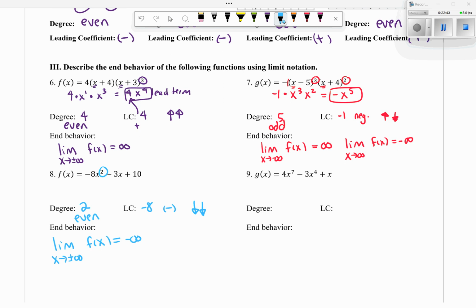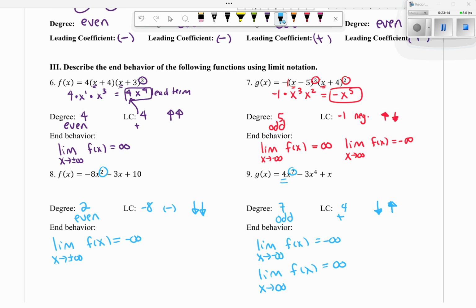For this one, we can see that this again is in standard form, so the degree is 7, and the leading coefficient is the 4 that's in front. So this is odd positive, which means the left end goes down and the right end goes up for our graph. So the limit as x approaches negative infinity for the function, since the left end goes down, is negative infinity, and the limit as x approaches positive infinity for the function goes to infinity, since the right end would be up.